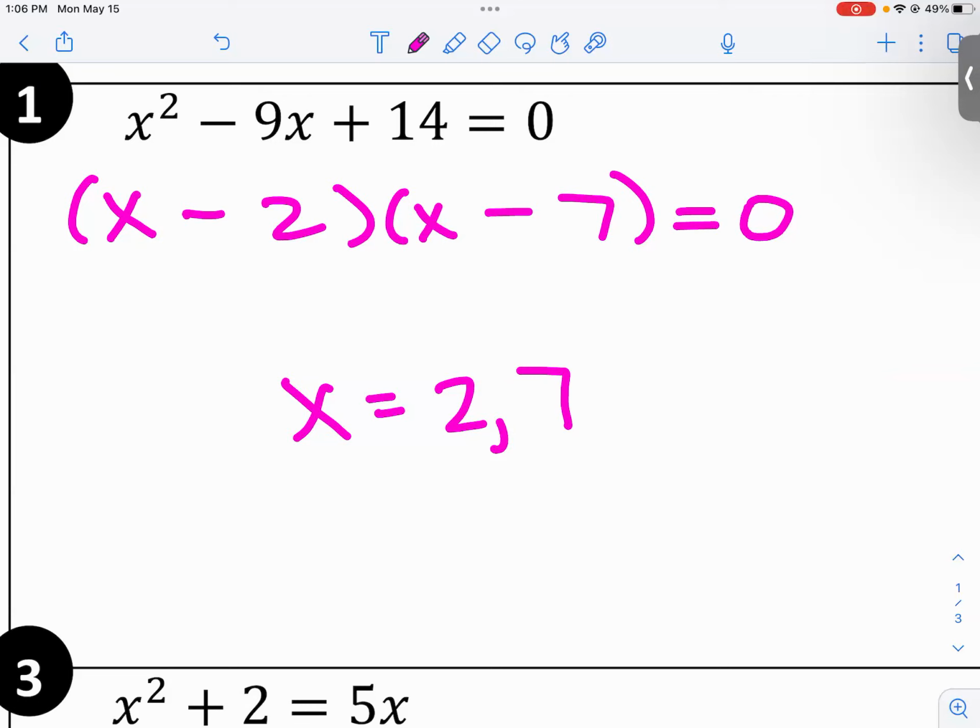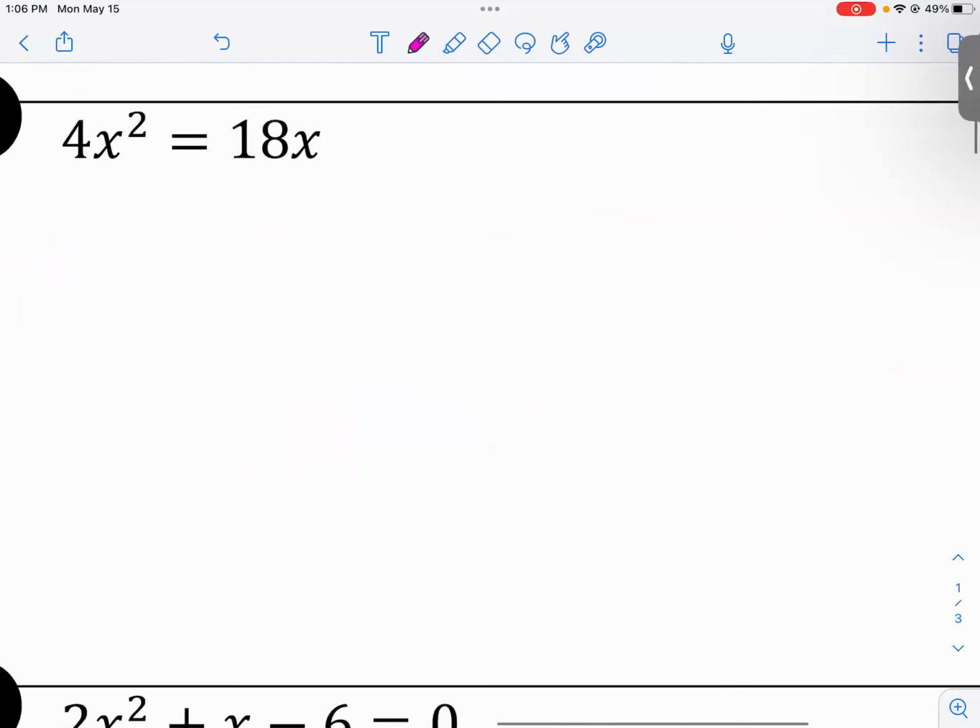Okay. Could we have done the quadratic formula? Yes, but it would have taken a significantly longer time. So how do we know if we need to do it? Well, those are things that we need to talk about. So let's look at number 2.